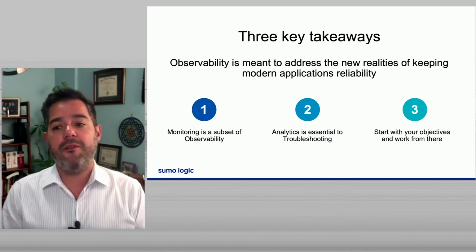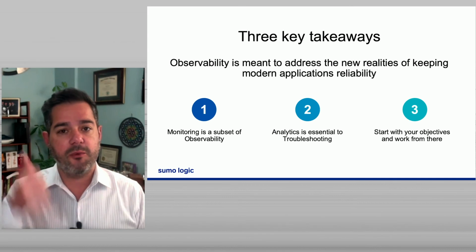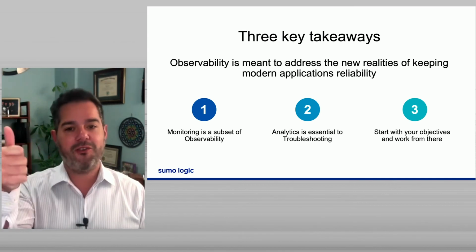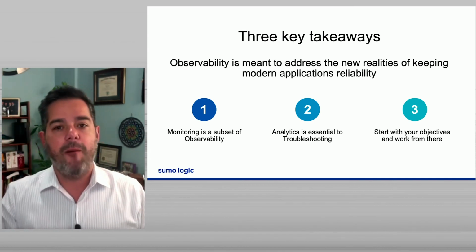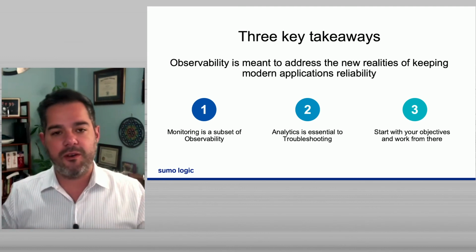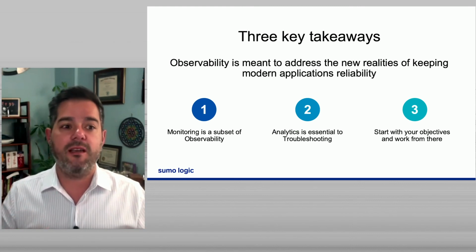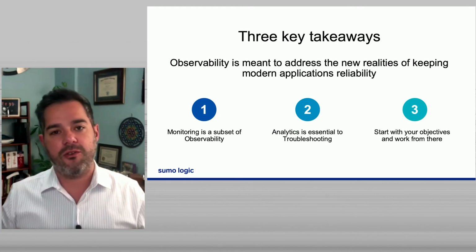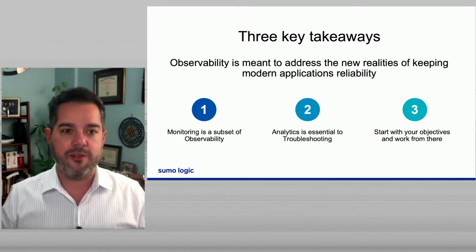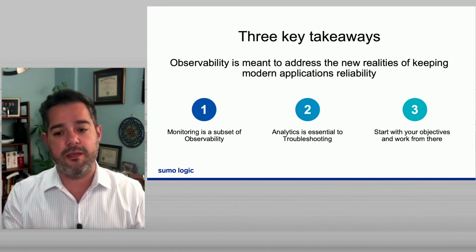So we have the three takeaways for this session. Number one, remember, monitoring is a subset of observability. Monitoring is about observing what's going on, setting specific monitors to see how a system might interact or start failing, but it does not give you the full picture. You need additional telemetry and a platform that can bring it all together to really achieve that observability.